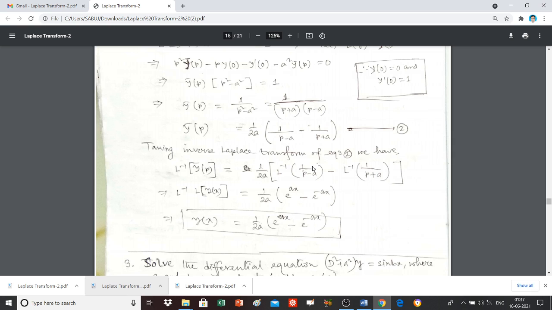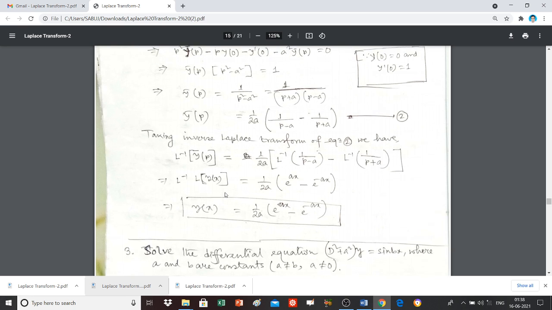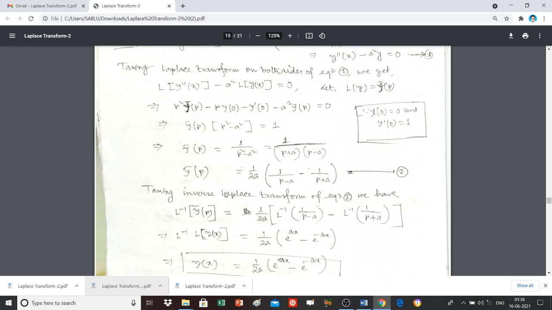And you know that this is the Laplace transform of e to the power ax, because the Laplace transform of e to the power ax is equal to 1 by (p minus a). So this will provide you e to the power ax, and this will provide you e to the power minus ax. And this will give you y(x). So y(x) is equal to 1 by 2a times (e to the power ax minus e to the power minus ax). This is the solution for y(x), and we have calculated it by using the Laplace transform.